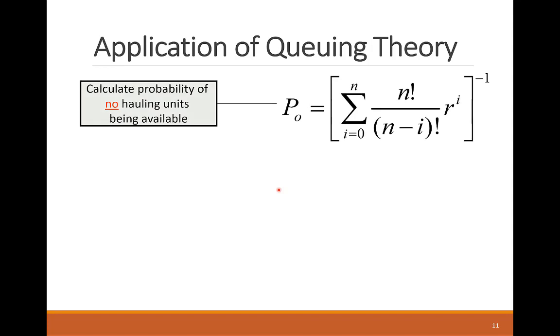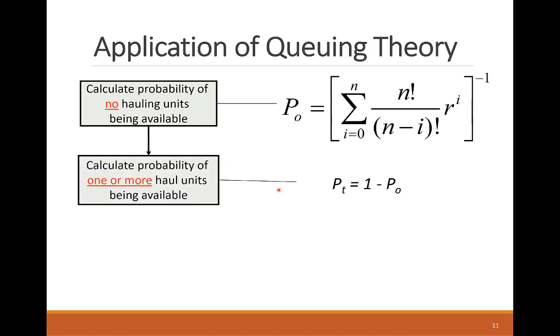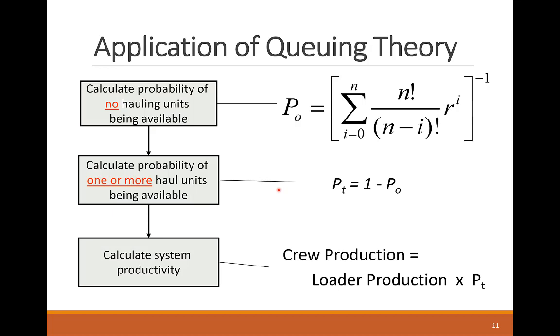There are three steps for calculating the production rate of a specific whole crew composition using the queuing theory. First, you will calculate PO using the shown formula that's dependent on the number of trucks in the crew and the factor R. Second, you calculate PT as the complement of PO. Finally, the crew production will equal the loader theoretical production multiplied by the truck loading readiness probability PT.